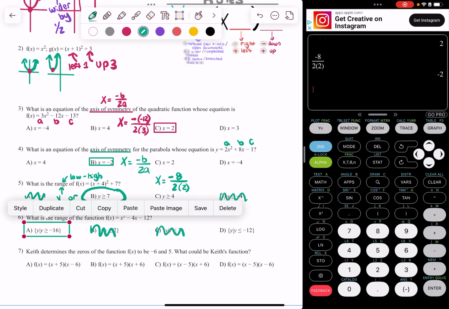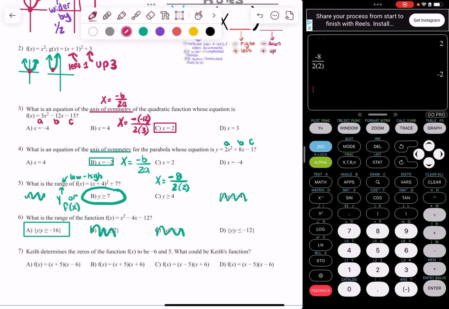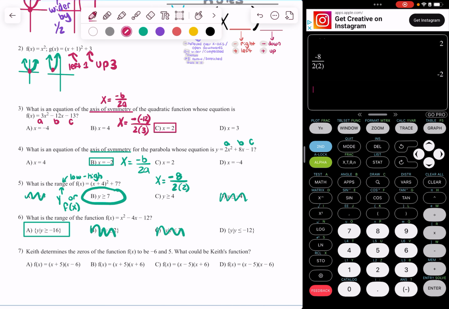Very, very good. All right. Let's look at a new type of questions that we can be asked. Keith determines the zeros are negative 6 and 5. What could be his function?